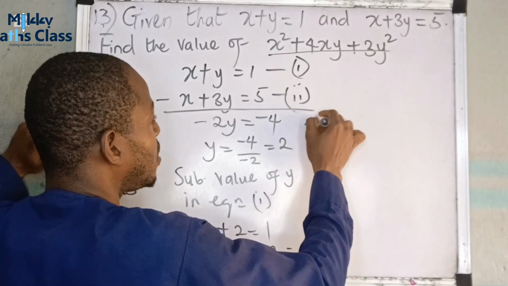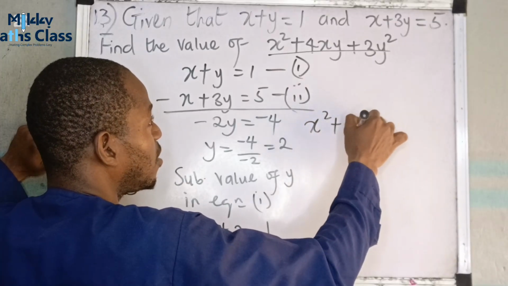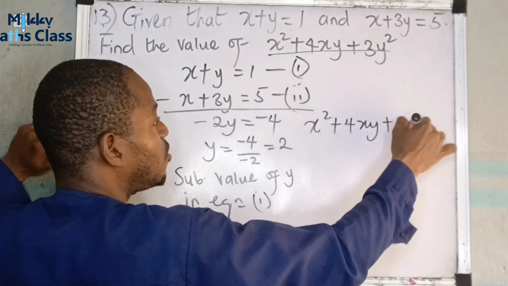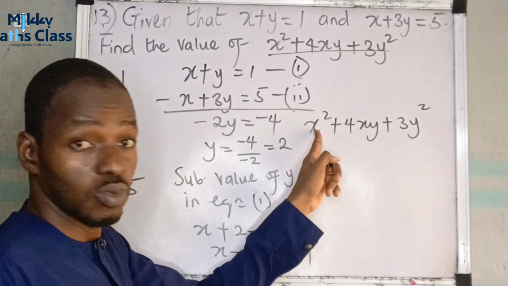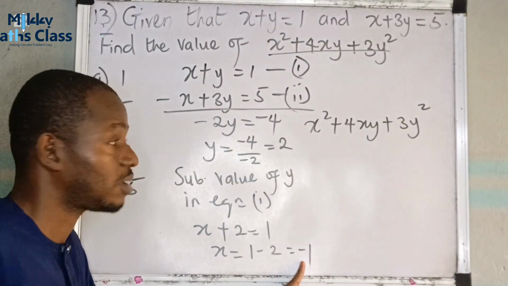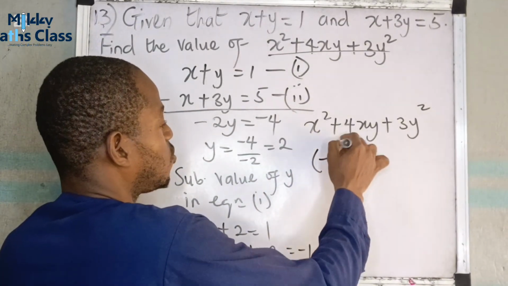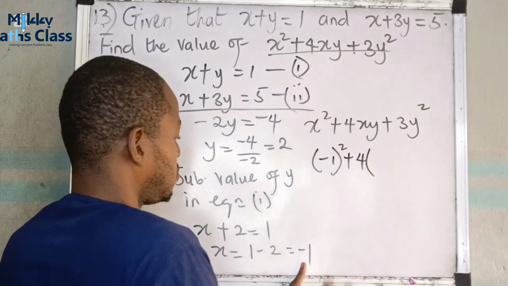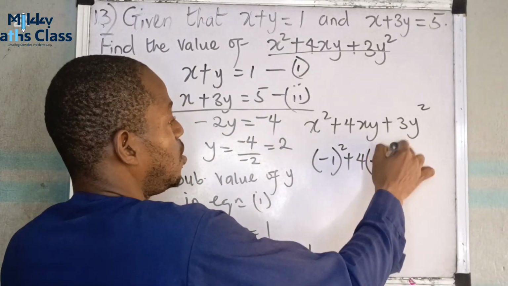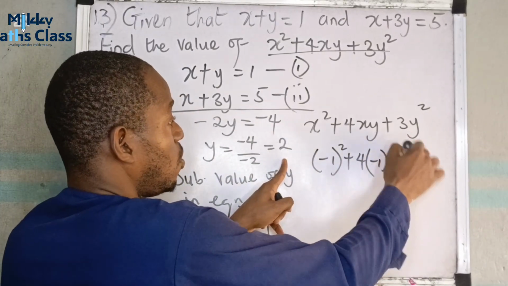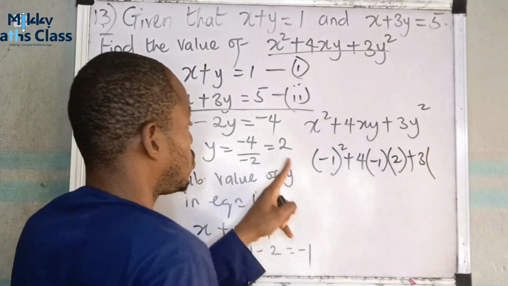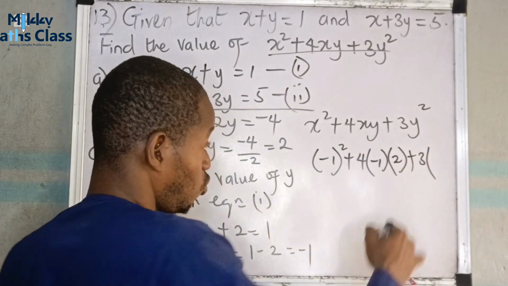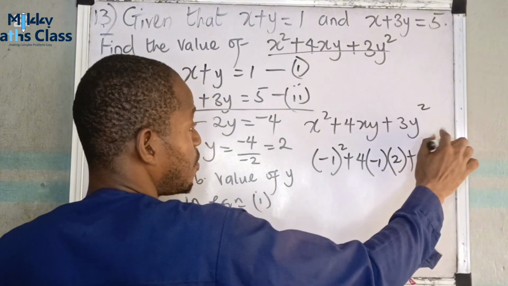So our x squared plus 4xy plus 3y squared. So wherever we see x, we put what? Negative 1. So this becomes negative 1 squared plus 4 into bracket, our x is negative 1, into bracket y is 2, plus 3 into bracket y squared, that's 2 squared.